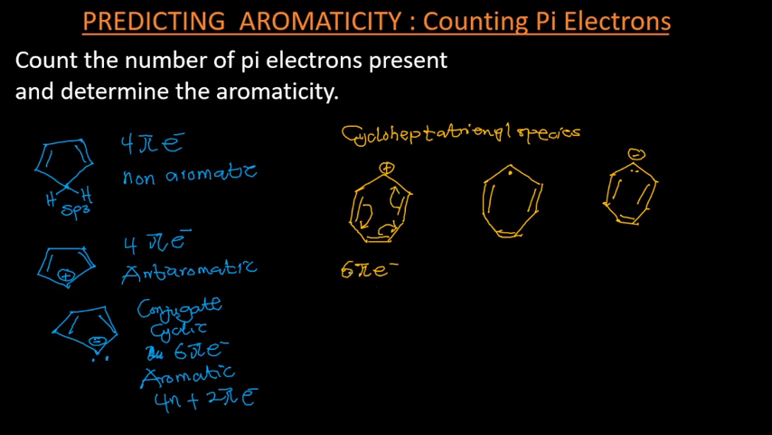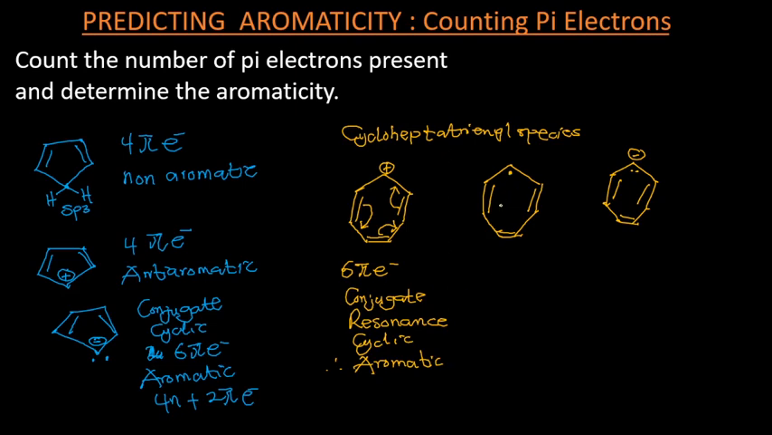So once we have 6 pi electrons there, it is conjugated, and then there is resonance. And what else do we have there? It is cyclic, of course. So we can conclude that it is therefore aromatic by Huckel's rule of 4n plus 2 pi electrons.